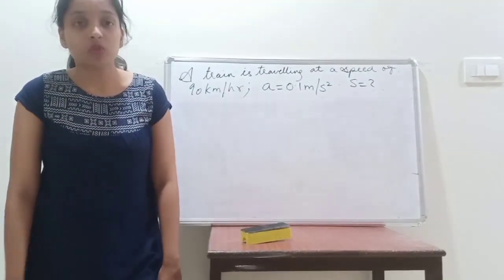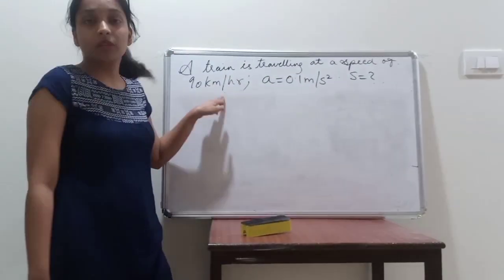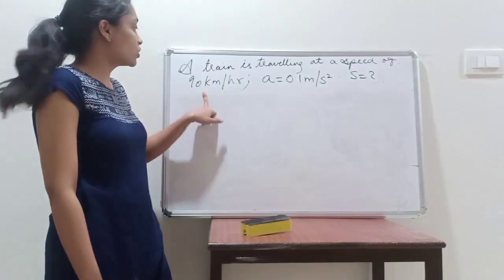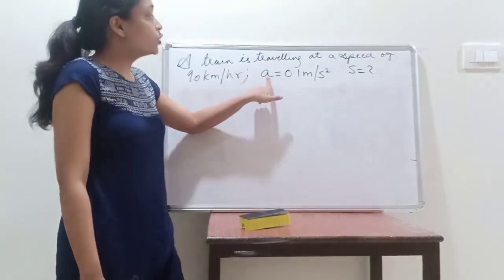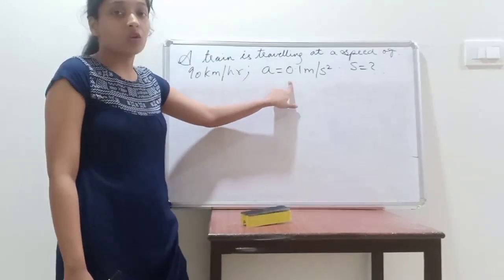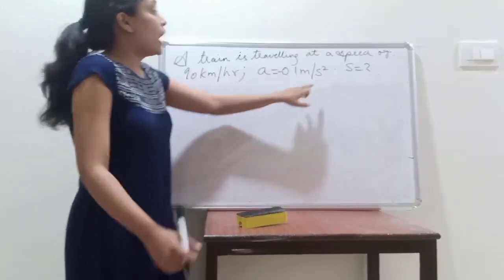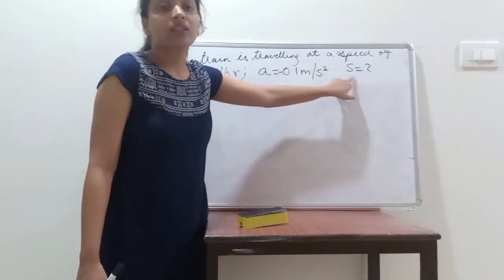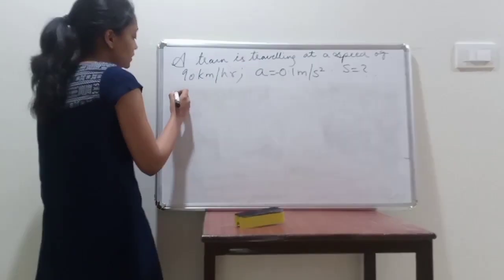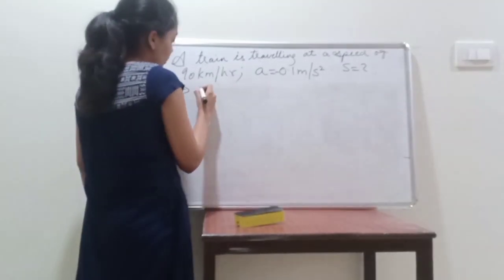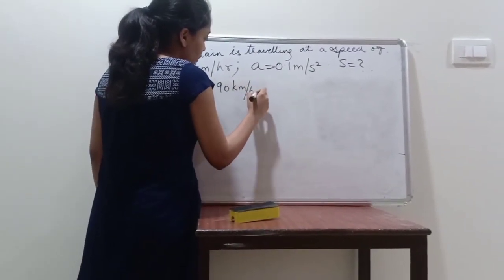Let's solve another numerical where a train is travelling at a speed of 90 km per hour. That is, its initial velocity is 90 km per hour. Brakes are applied to produce a uniform acceleration of minus 0.1 meter per second square. And we have to calculate the distance travelled by the train before it comes to rest. So let's write the initial information we have. Initial velocity of the train is 90 km per hour.